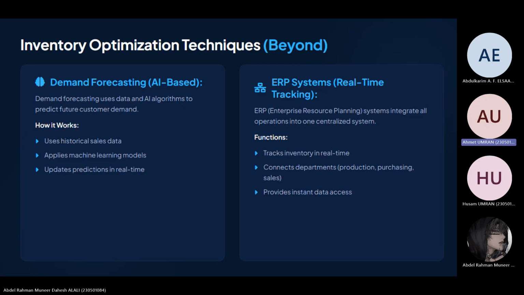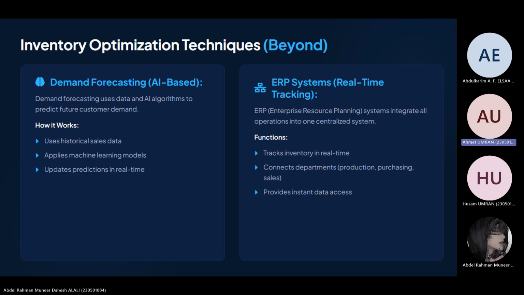One important method is demand forecasting using AI. This involves using historical sales data and machine learning algorithms to predict future customer demand. These systems can analyze patterns and trends and even update predictions in real time. This helps companies make better decisions about how much inventory to keep.